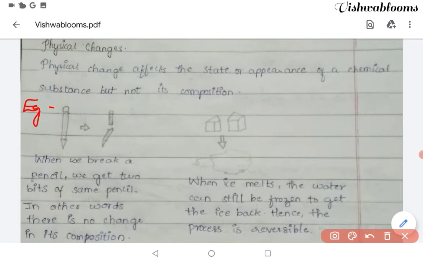When a pencil is being broken, what is happening? We just get two bits of the pencil, right? Here one bit, another one, right? But there is no change in its composition. It is the pencil only, right? Next, the second example is ice. When ice is melted to water, from the frozen ice we are able to get water, and similarly from this water we can get the ice again when it is kept at 0 degrees Celsius, right? So this process is reversible. As we all know, physical changes are mostly reversible.